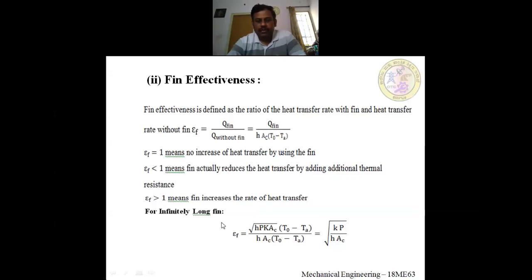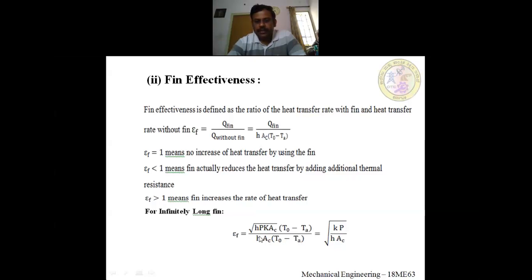For an infinitely long fin, you know the formula for heat loss with fin. It is given by square root of hPkAc times theta naught, or T naught minus TA. Okay, so what is the heat loss without fin? h times the cross-section area of that fin into T naught minus TA. So T naught minus TA gets canceled.